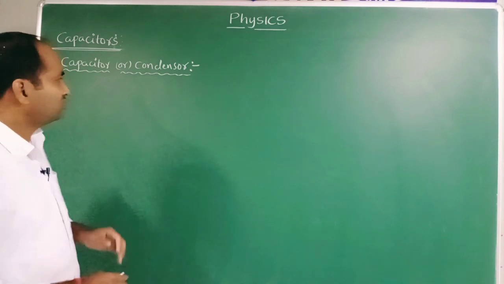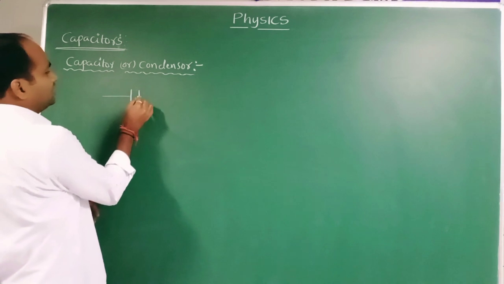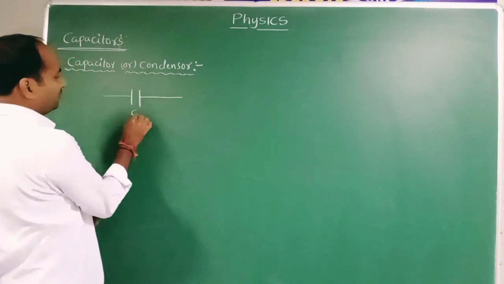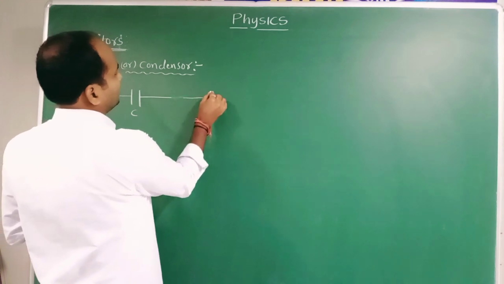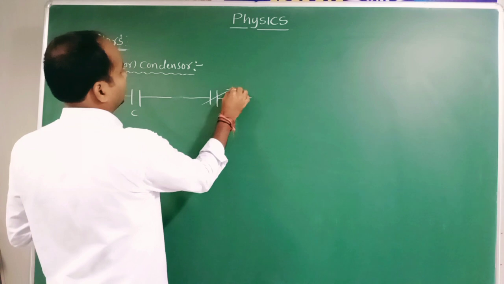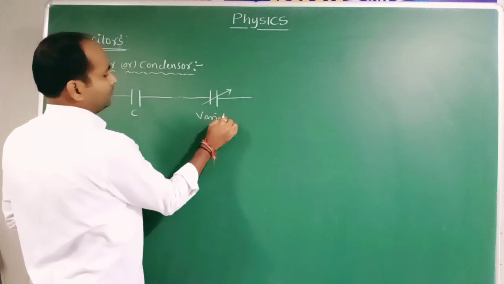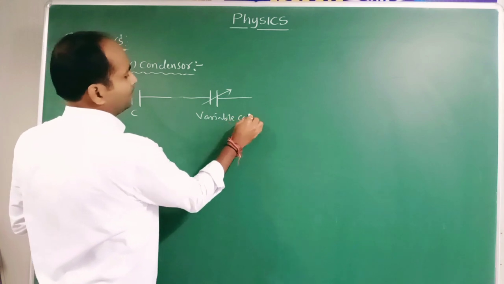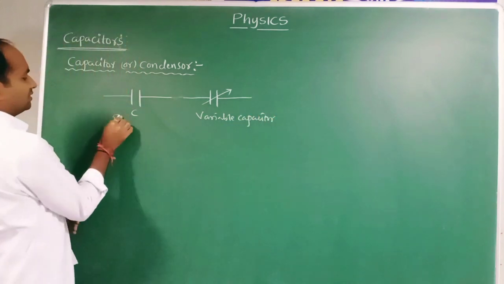We also know the symbol of a capacitor, denoted by C. This is the symbol of a fixed capacitor, and this is the symbol of a variable capacitor.